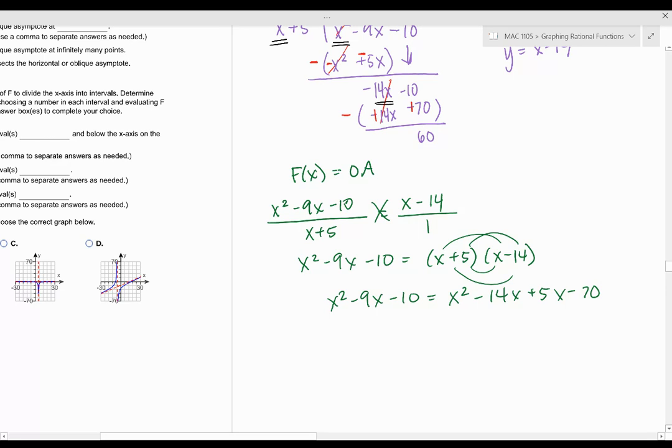So everything that's on the left, I'm going to move to the right: minus x squared plus 9x plus 10. So 0 equals, the x squared terms are going to cancel. I have negative 14x plus 5x plus 9x, so all of those cancel each other out. And then I'm going to have negative 70 plus 10, which is negative 60. Okay, this is a contradiction. This is not true, so there's no intersection.